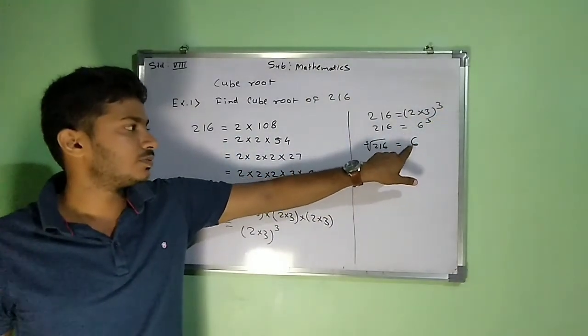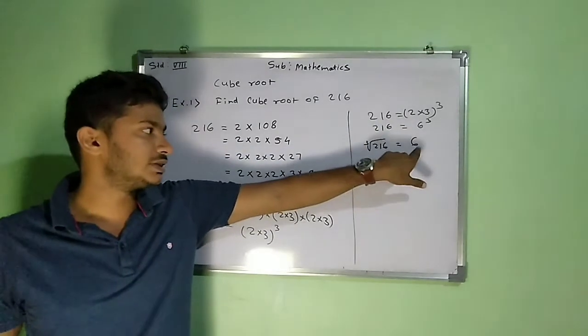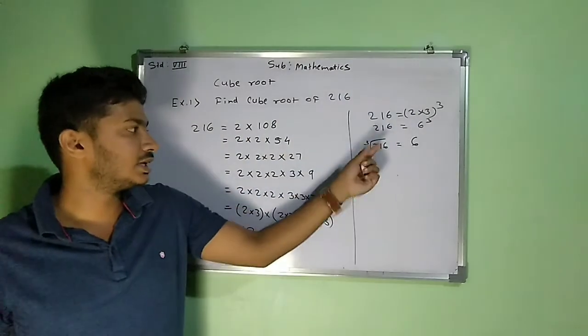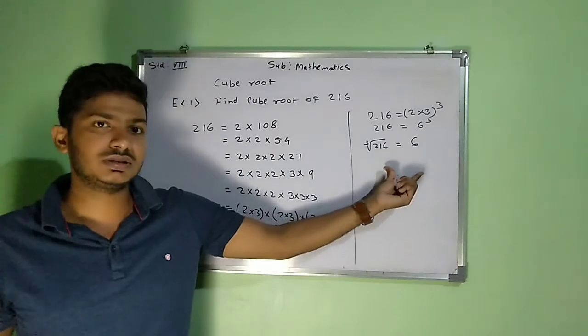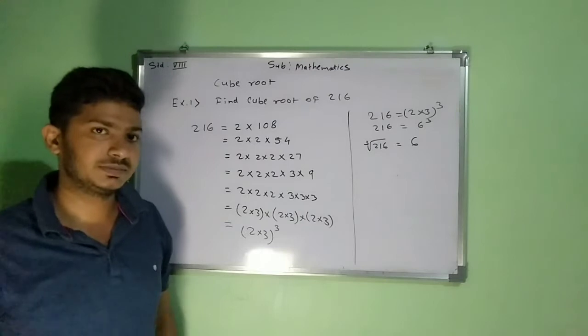So cube root of 6 raised to 3 will be 6 only. So we got cube root of 216. That means cube root of 216 is equal to 6. So this is how we have to find the values. This is how we have to find the cube root of any number by prime factorization method.